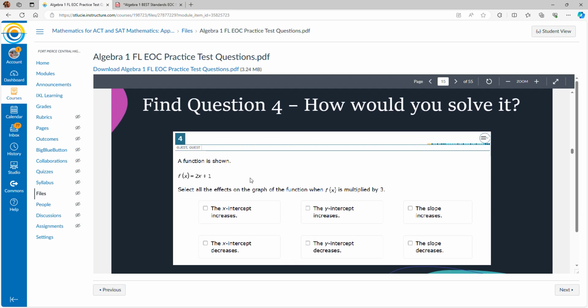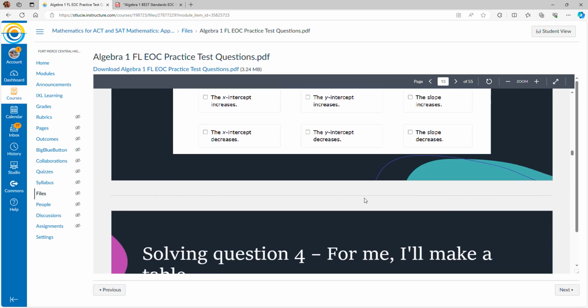And then question number 4, how would you solve this? A function is shown, f of x equals 2x plus 1. Select all the effects on the graph of the function f of x when it's multiplied by 3. The x-intercept increases, the x-intercept decreases, the y-intercept increases, the y-intercept decreases, the slope increases, the slope decreases.